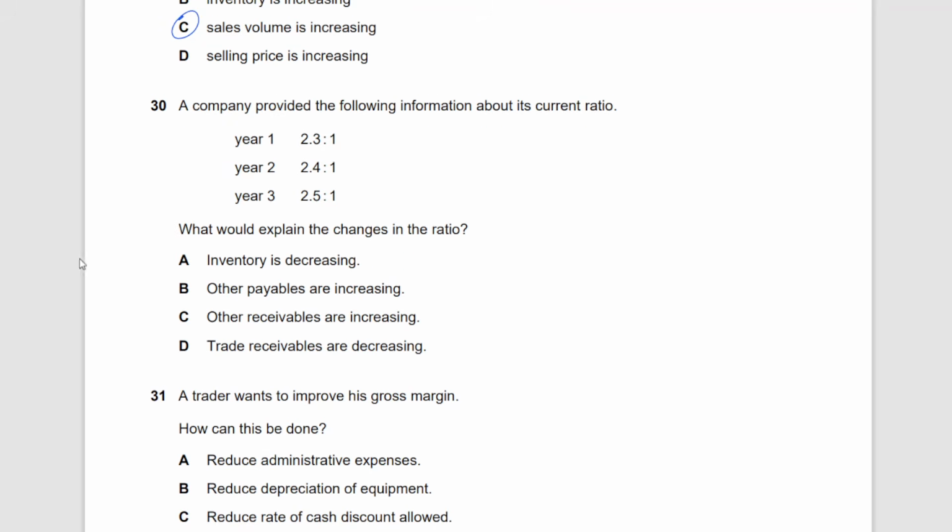A company provided the following information about its current ratio. What would explain the changes in the ratio? So first it was this, then this, then this. So it seems like our current ratio is improving, but I think it's improving beyond a certain point, right? It's getting too much. But anyway, I don't know what's the question, so we'll see. What would explain the change in the ratio?